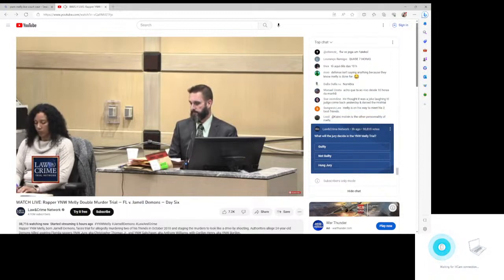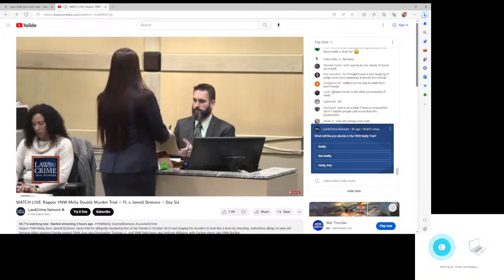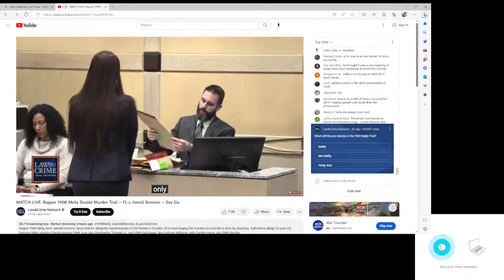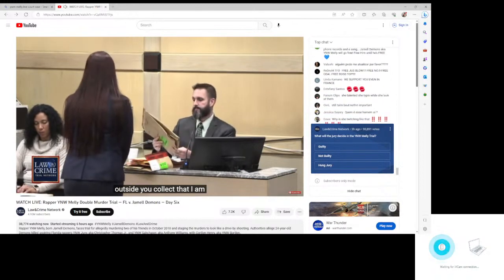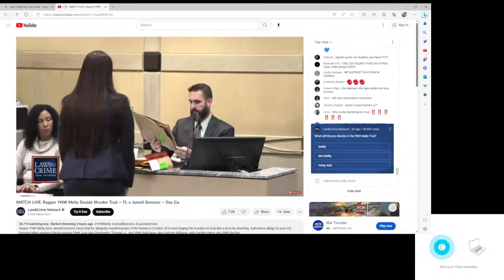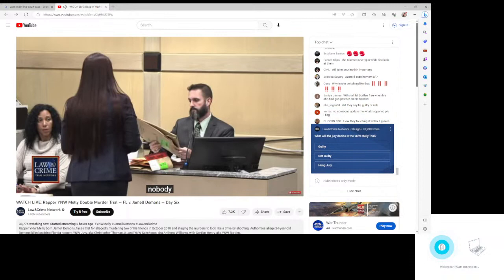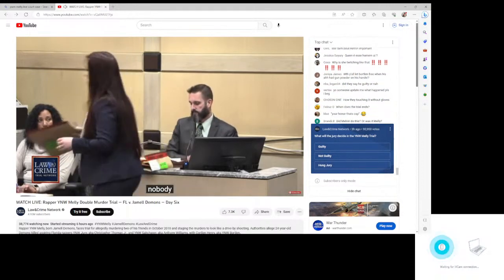Showing you what's been marked as State's Exhibit T for identification purposes only. Do you recognize that item? I do. It again has my information marked on the outside. And did you collect that item? No, I did not. Is that an item that you analyzed? Yes. Okay, we'll come back to that. Thank you so much.